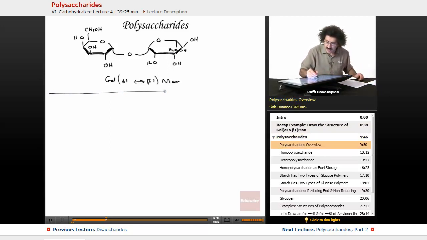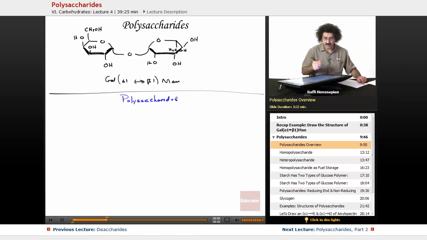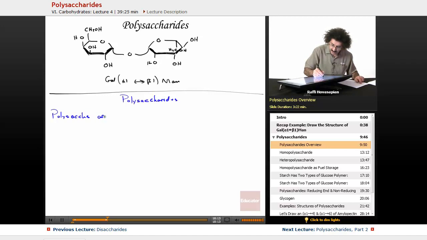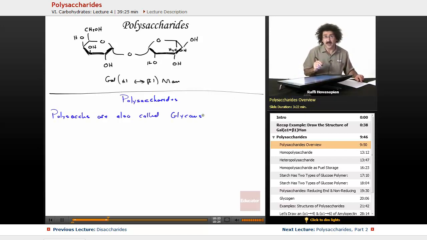So I'm going to do this in blue. Polysaccharides. Now we're just going to be adding a whole bunch of monomers, one after the other on a chain, just like we did with proteins, except those were amino acids instead of sugar units. So polysacchs, they're also called glycans, and this glycan name will come up. So in case it does, it's not a different type of molecule. It's just another name for a polysaccharide.